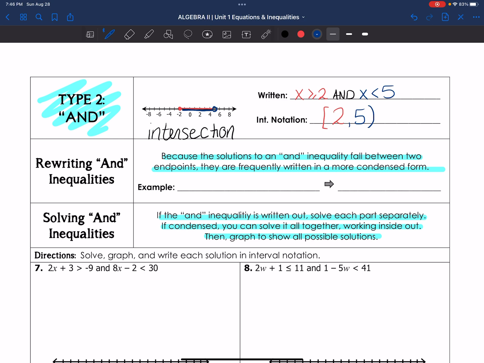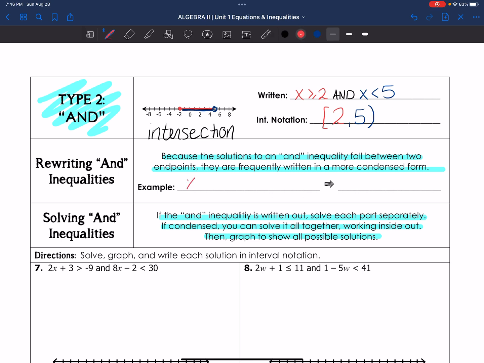Now, how do we rewrite the and inequalities? How do we go about rewriting them? Because the solutions to an and inequality fall between two endpoints, they are frequently written in this more condensed form. So take, for example, what we just saw. How could we condense this?